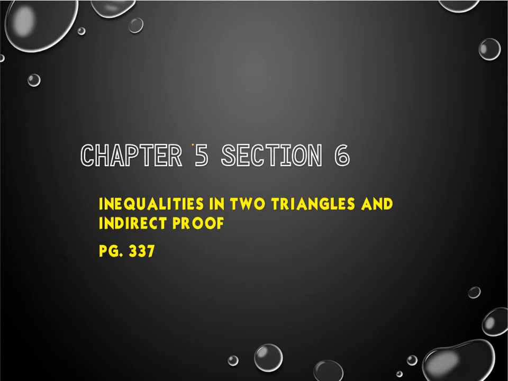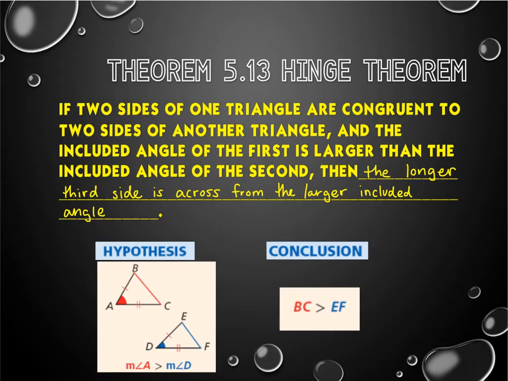All right, so 5.6 deals with inequalities in two triangles. We're not going to deal with the indirect proof, so just inequalities in two triangles. Where we left off last semester were inequalities in one triangle, so now we're just going to do inequalities in two triangles.